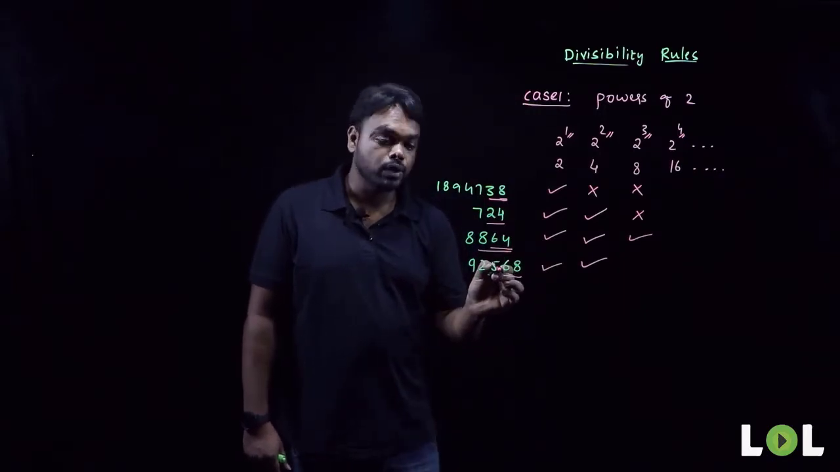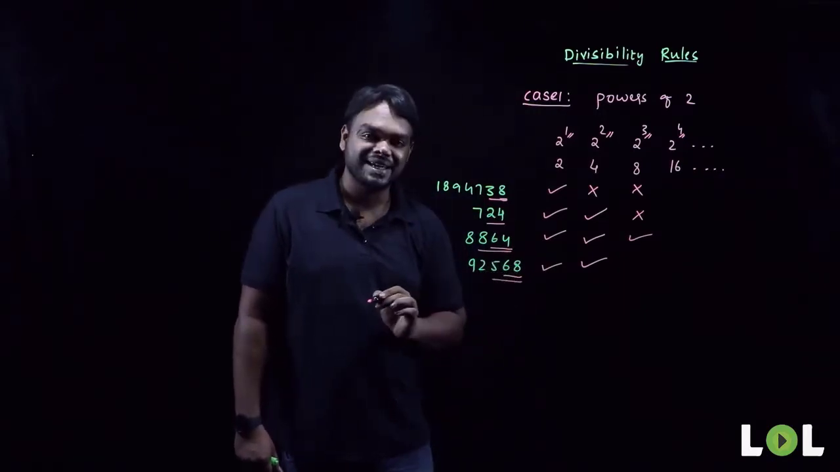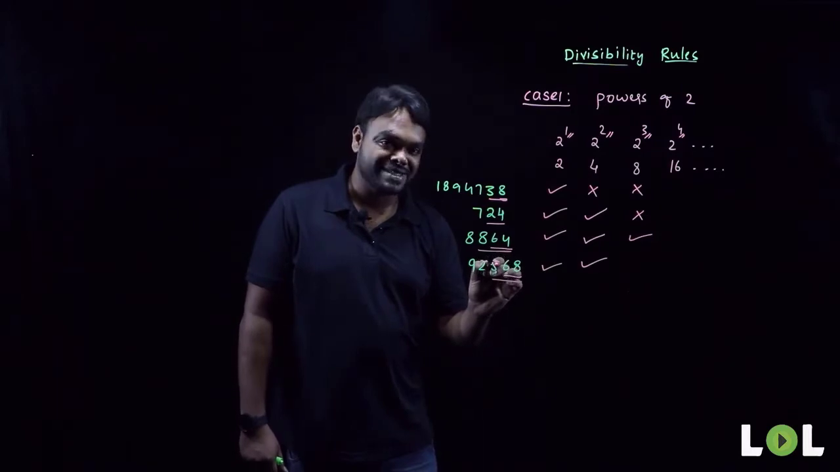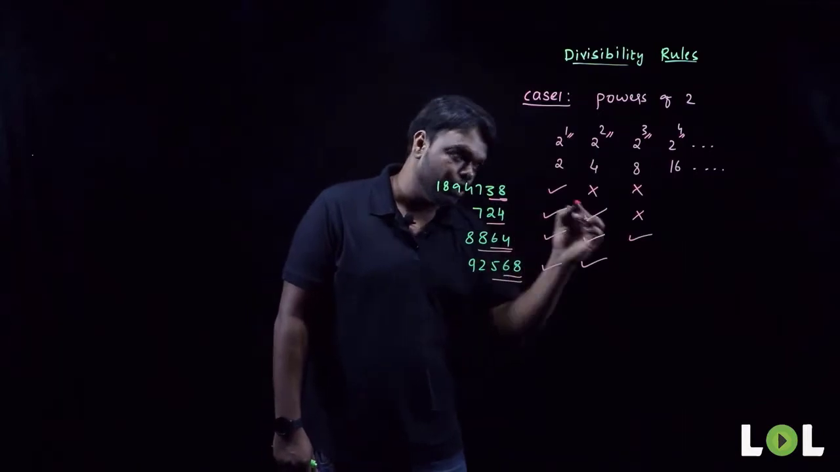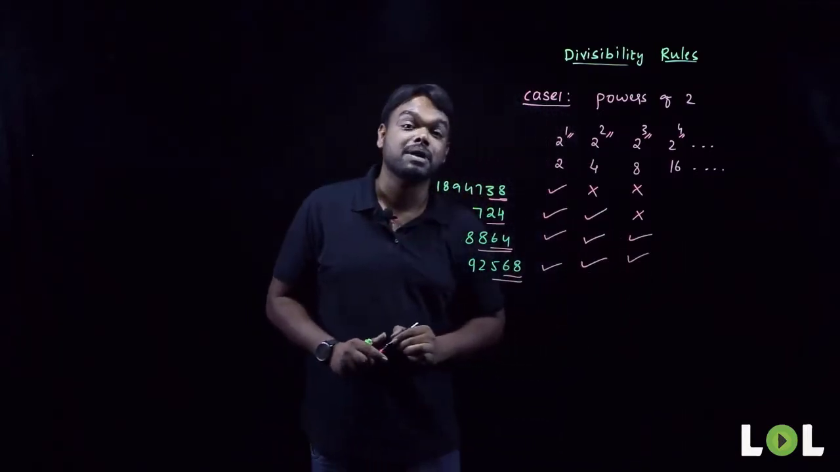Likewise, this. What do we do? Check last 3 digits. 568. 8 7s is 56. 8 1s is 8. 568 is divisible by 8, which means 92568 must also be divisible by 8.